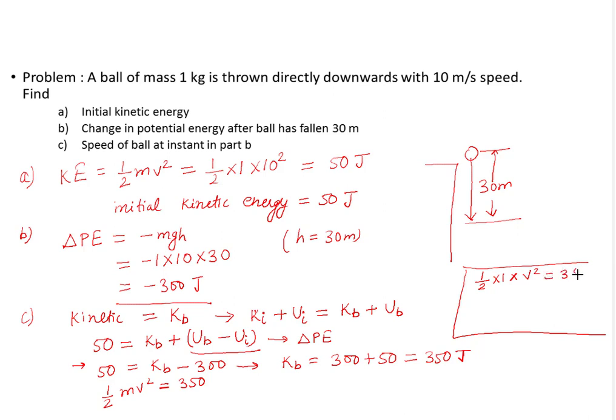350 joules, correct? So when I solve this, I get v square is equal to 700, or v is equal to root of 700 meter per second. So the speed of the ball at instant B is equal to under root 700 meter per second.